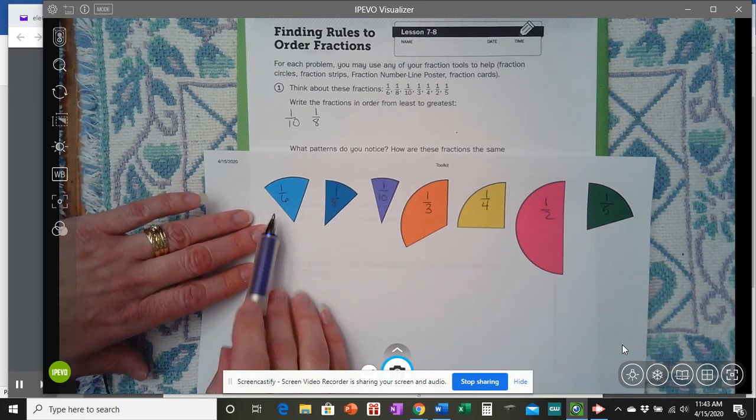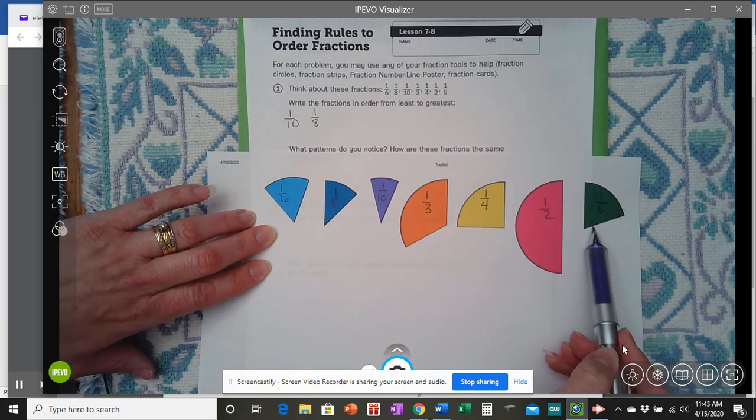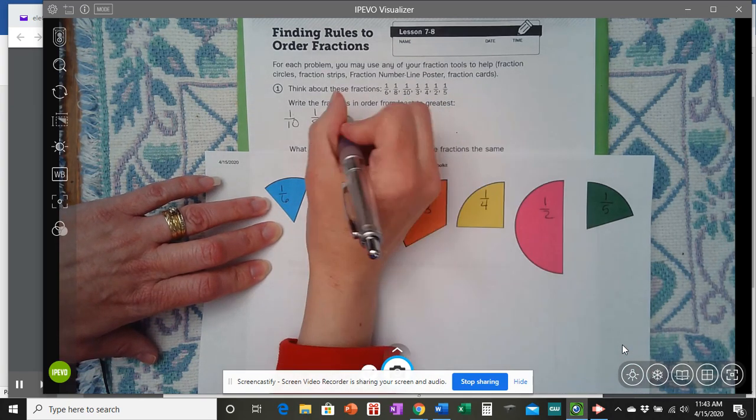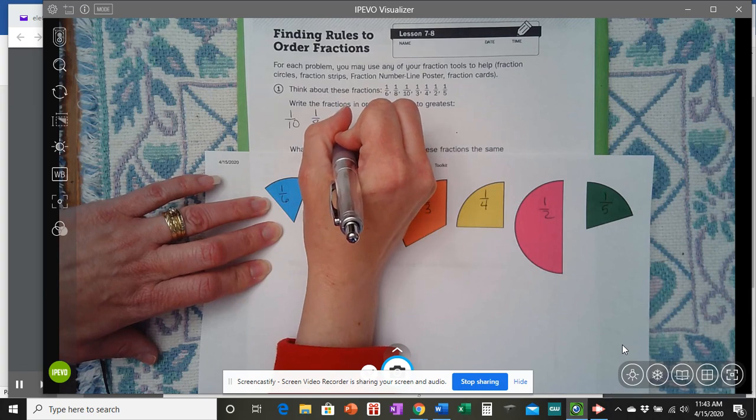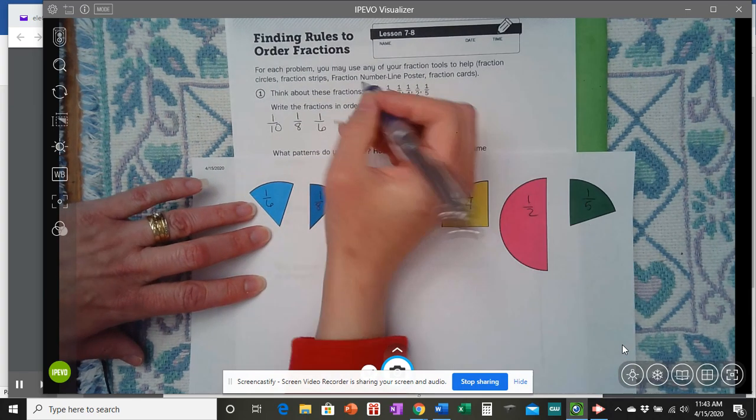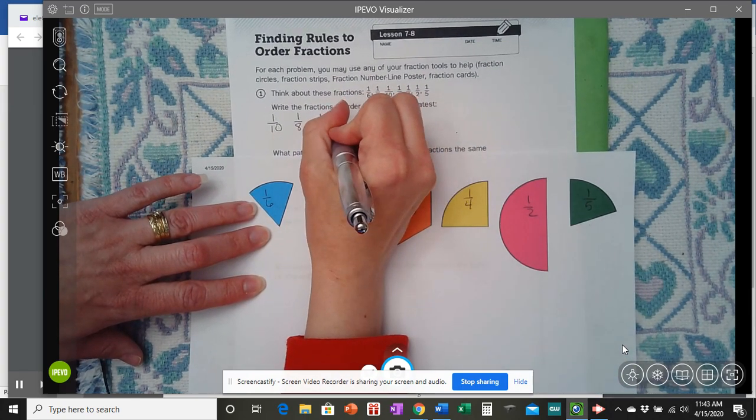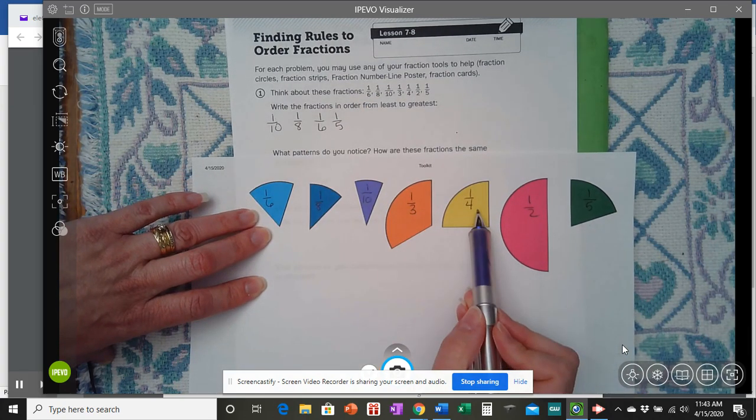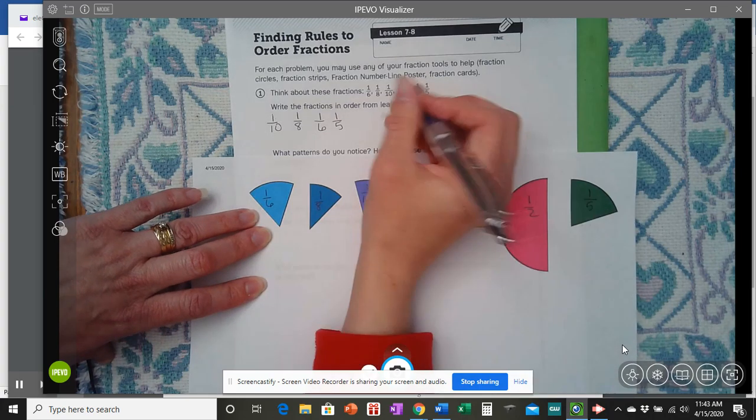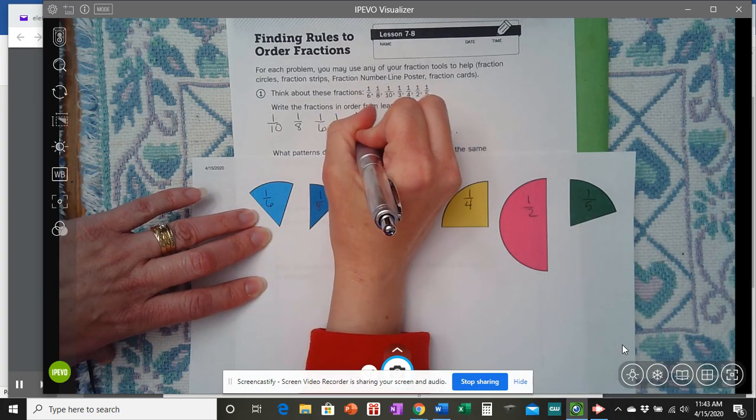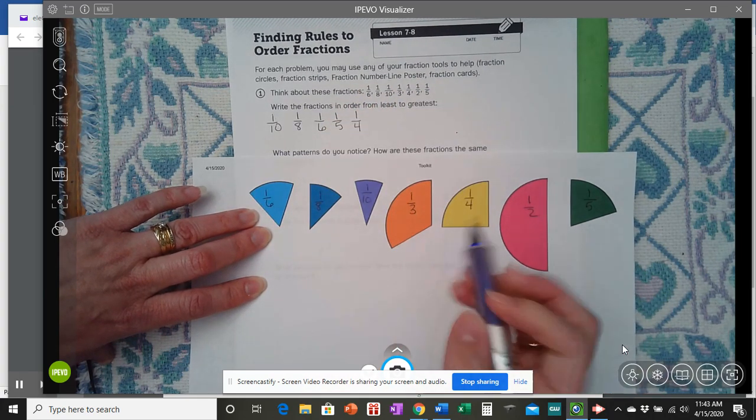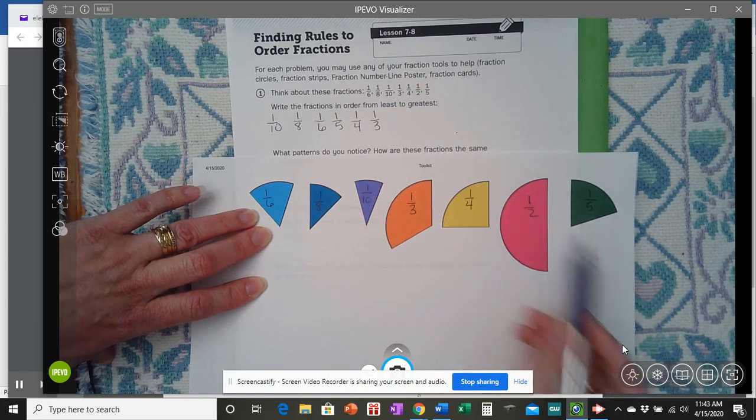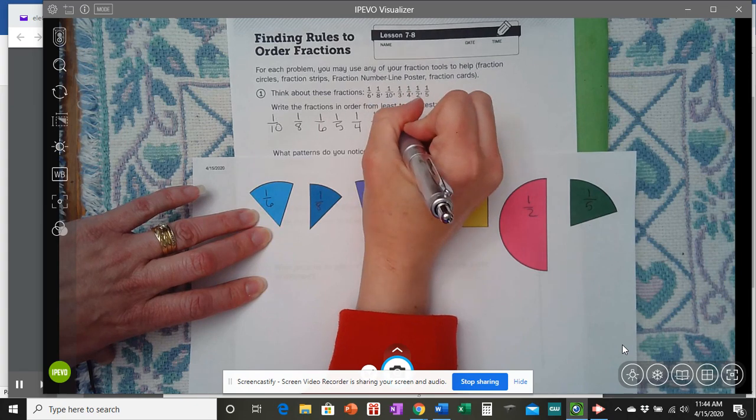Okay, so now we have 1/6 and 1/5. Well, we're going to do the next bigger number, which is going to be 6. So 1/6. Then we're going to move to 1/5. Okay, so we have 4 and 3. So 4 is going to be the next smallest. And then we have 1/3. And then if you look, 1/2 is actually the biggest.